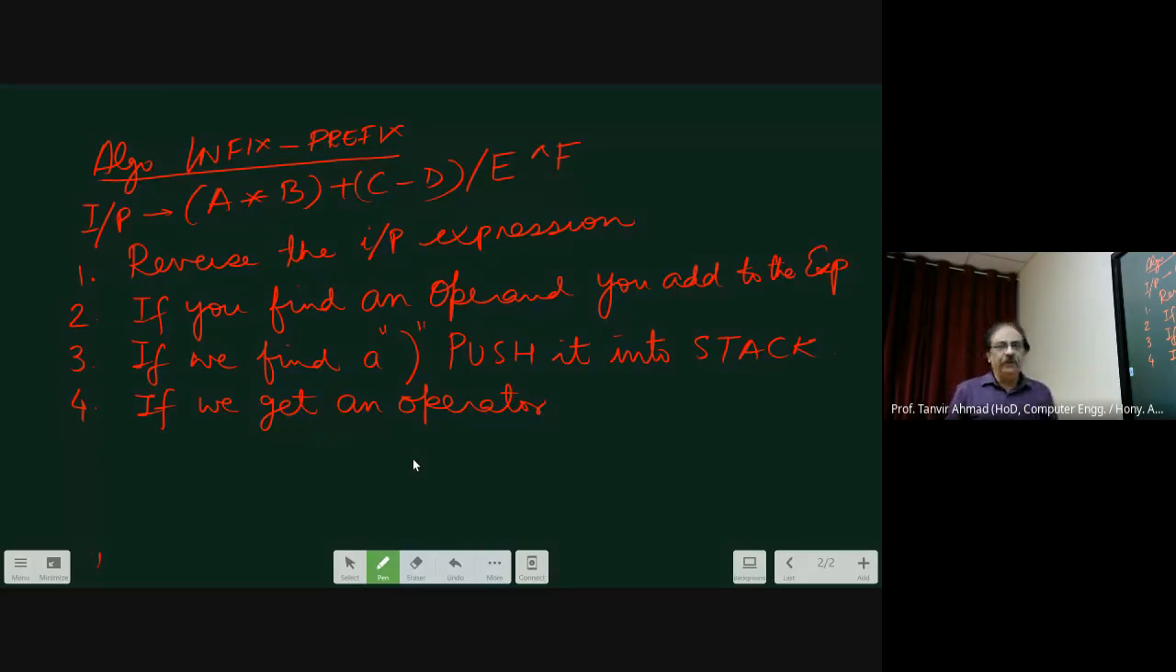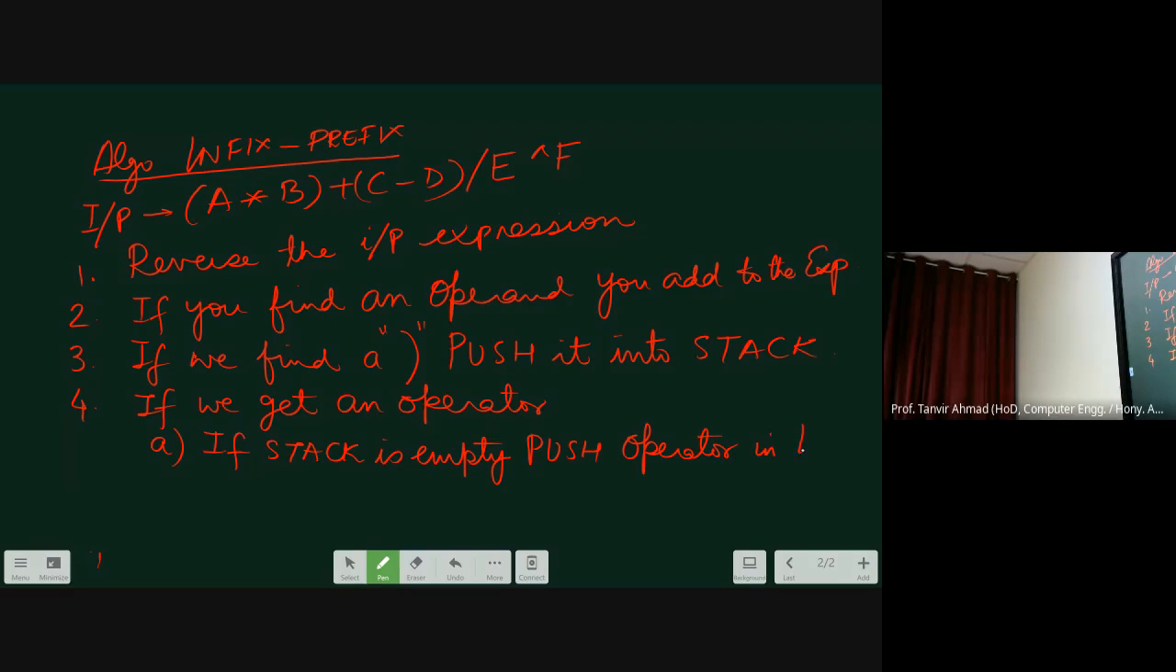Now, if you get an operator, they have to do two things. First of all, A: if the stack is empty, push the operator in the stack.